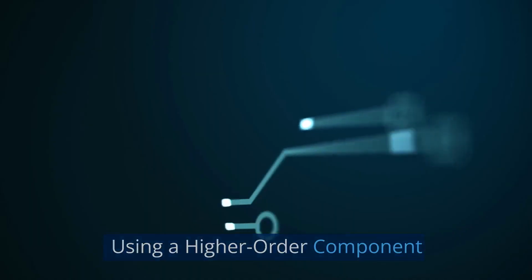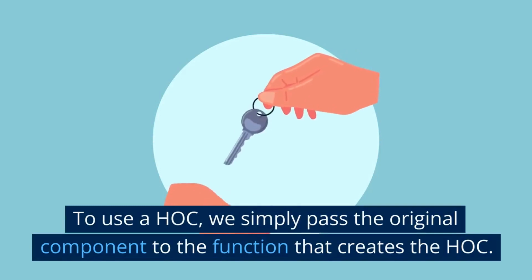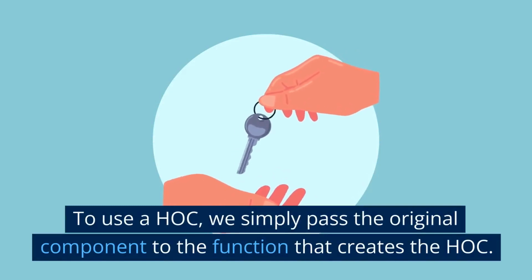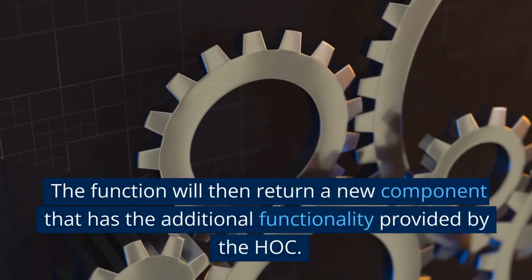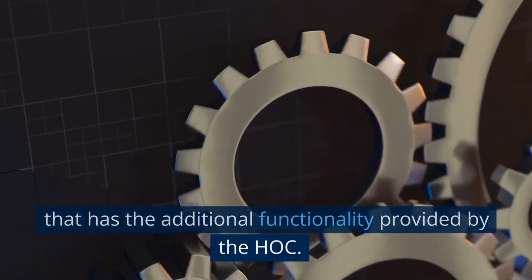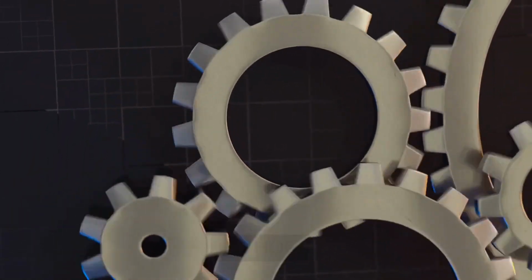Using a higher order component. To use a HOC, we simply pass the original component to the function that creates the HOC. The function will then return a new component that has the additional functionality provided by the HOC.